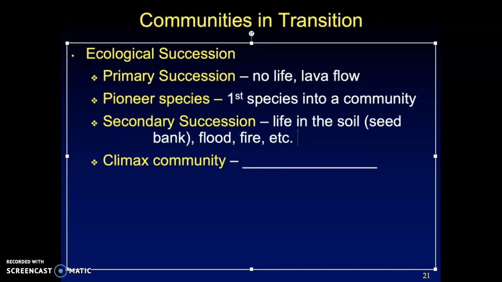Some may have even gone extinct or been killed because of the event, but there's life there when we talk about secondary succession. And what they're doing is they're trying to increase diversity, build up the biodiversity within the community. Potentially, those communities will move towards what we call a climax community.